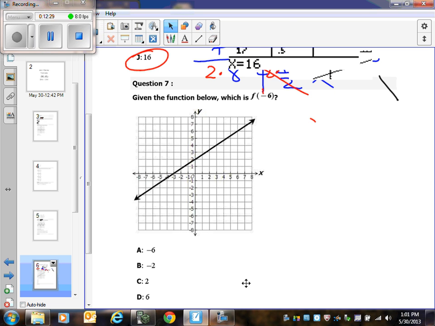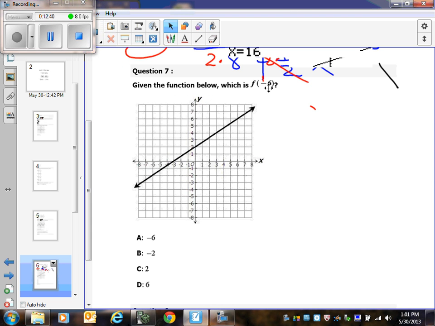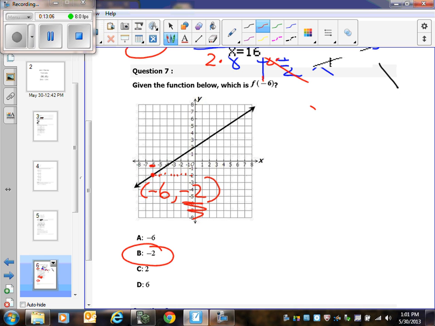All right, now given the function below, this is question number 7. Given the function below, which is f of -6. Now, our x coordinate is -6. That's our x coordinate of -6, and they want to know what is the y coordinate. So let's just find it here. My x coordinate, when it is -6, my y coordinate is -2. So our answer is choice B.